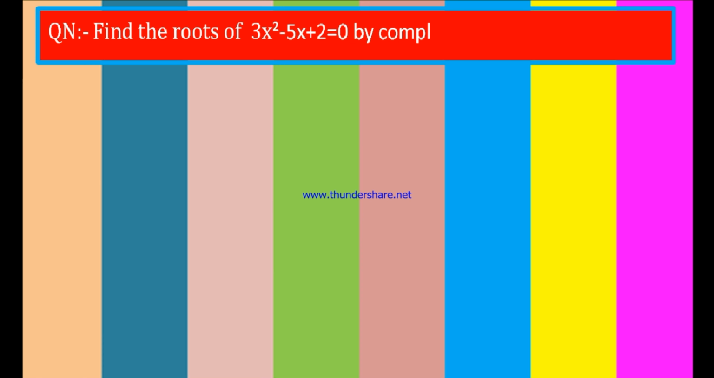Find the roots of 3x² − 5x + 2 = 0 by completing the square. I shall repeat: find the roots of 3x² − 5x + 2 = 0 by the completing the square method. This question appeared in March 2016.